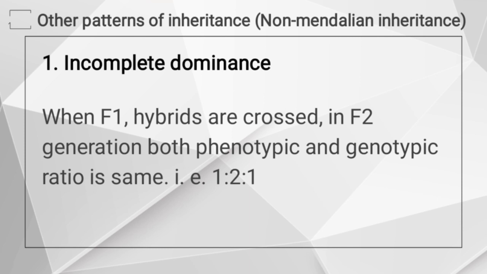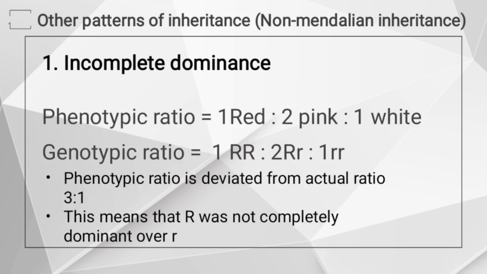When F1 hybrids are selfed, in the F2 generation both the phenotypic and genotypic ratios are the same, that is 1:2:1. In the phenotypic ratio, 1 red, 2 pink and 1 white. In the genotypic ratio, 1 capital R, 2 capital R small r and 1 small r.